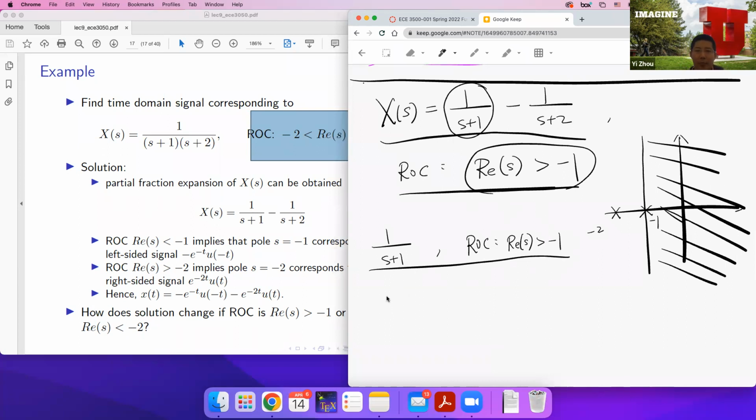Now for the second one, it's a little bit tricky here. The pole here is actually at negative two, but the given region of convergence does not depend on negative two. This given ROC depends on the other pole. So how do we figure out the corresponding ROC in this case?